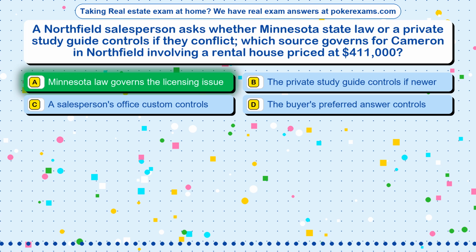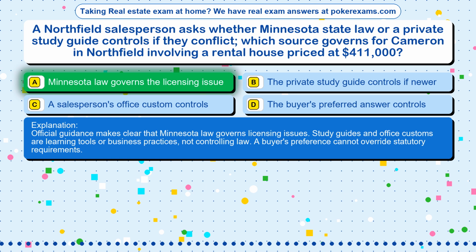The correct answer is option A. Minnesota law governs the licensing issue. Official guidance makes clear that Minnesota law governs licensing issues. Study guides and office customs are learning tools or business practices, not controlling law. A buyer's preference cannot override statutory requirements.